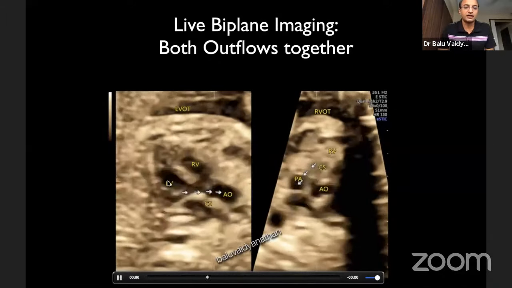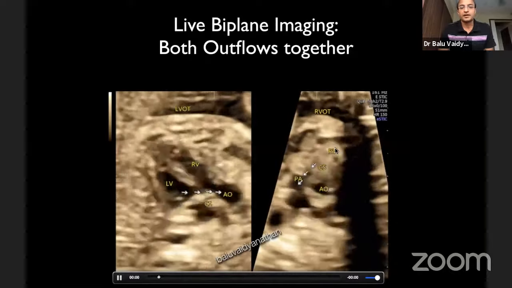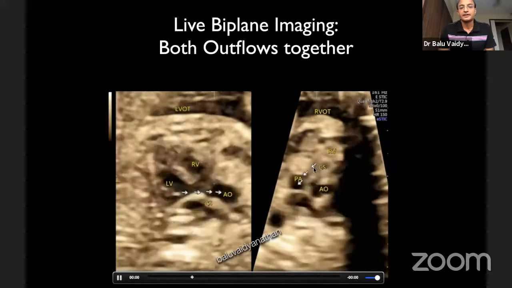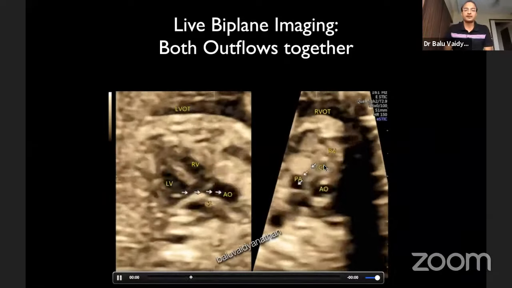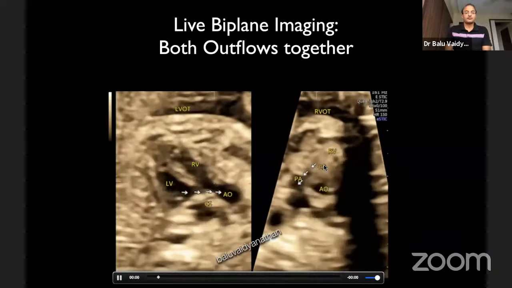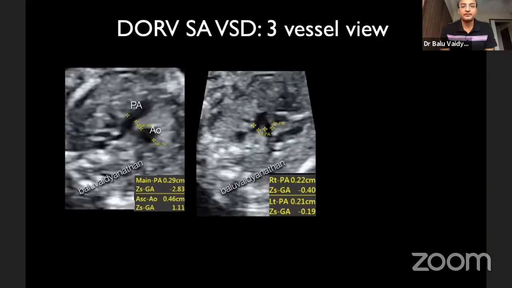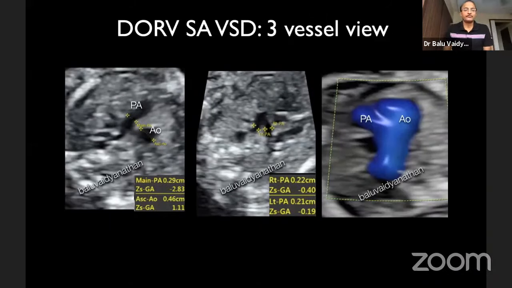So here we can see the LV to the aorta pathway, and we can also see the right ventricle to the PA. In fact, if you look closely, you can see that there's a lot of muscle around the subpulmonary area here, causing severe pulmonary stenosis. So this is an example of what we call the TOF-like DORV. And in the same patient, in the 3-vessel view, we found out that the PA was smaller, indicating pulmonary stenosis.